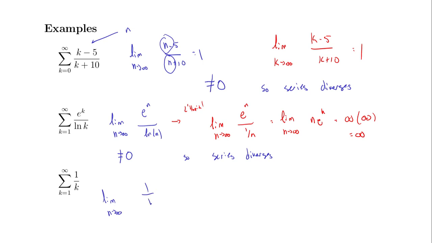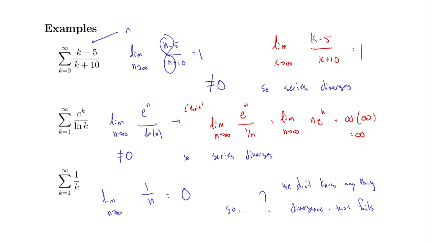Now, this is an interesting one, because as we look at the limit here of the terms, this goes to 0. So what's our conclusion? We don't know anything. Remember, the divergence test never tells us about convergence. So we say the divergence test fails. Now, that doesn't mean that it doesn't diverge. That just means we have no information about this thing.